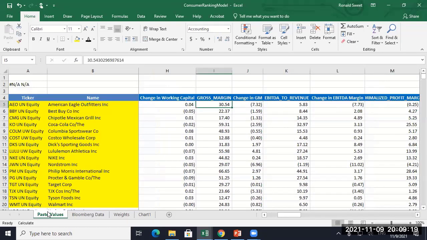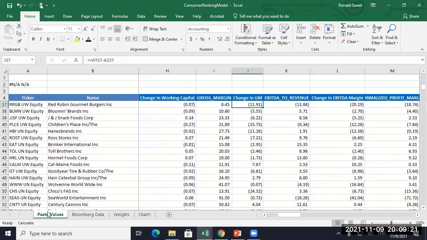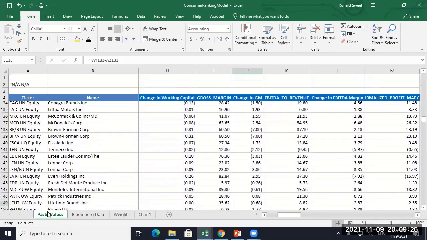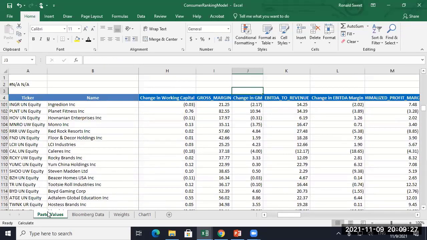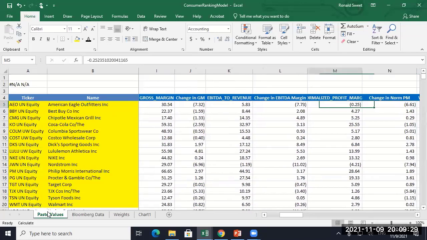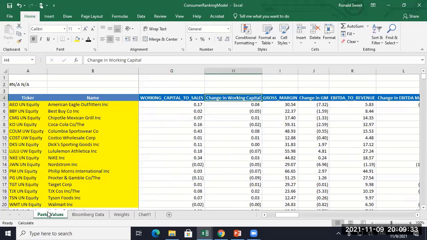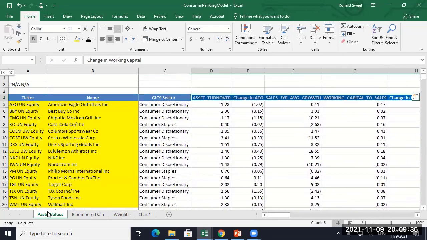Gross margin and the change in gross margin, you notice gross margin has been really decimated from most companies. So there's the end of my turnover. I'm sorry, gross margin was my margin. So there's the end of my turnover. So I have 5 things on turnover.